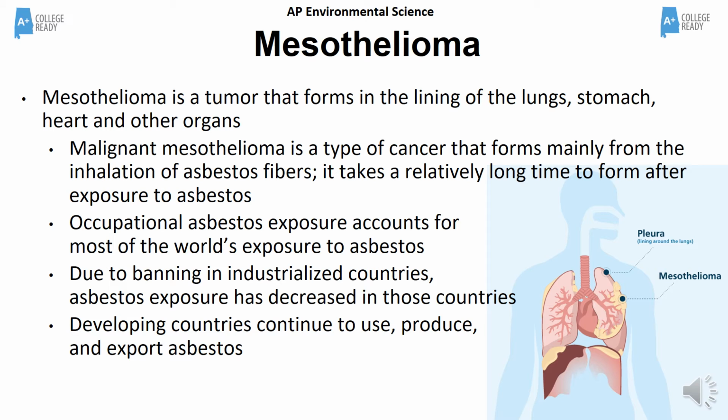Mesothelioma is a tumor that forms in the lining of the lungs, stomach, heart, and other organs. Malignant mesothelioma is a type of cancer that forms mainly from the inhalation of asbestos fibers. It takes a relatively long time to form after exposure to asbestos. Occupational asbestos exposure accounts for most of the world's exposure to asbestos. Due to banning in industrialized countries, asbestos exposure has decreased in those countries. Developing countries continue to use, produce, and export asbestos.